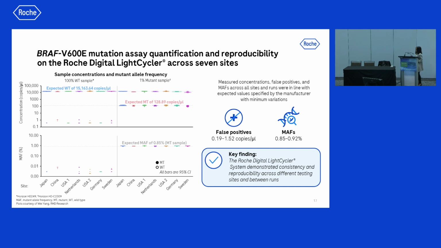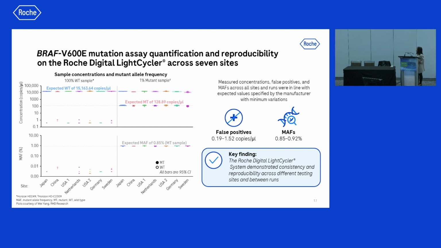And all sites are color-coded. What I hope you can appreciate is that, for the wild-type sample as well as for the mutant sample, across all 7 sites and all runs performed by each site, we have highly reproducible results that are consistent with what is expected based on the manufacturer's specified values. Here we're looking at multiple runs and getting the expected results, which is really great. I do want to point out that in the wild type we did have some false positives, but they were very small and very minor. At the worst case, we had about 1.52 copies per microliter.